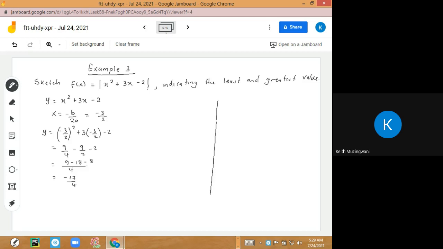So our sketch is supposed to have a turning point at negative 17 over 4, but because it is in the modulus, it will have its turning point at 17 over 4.